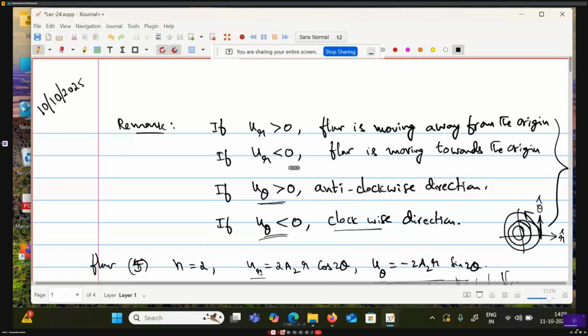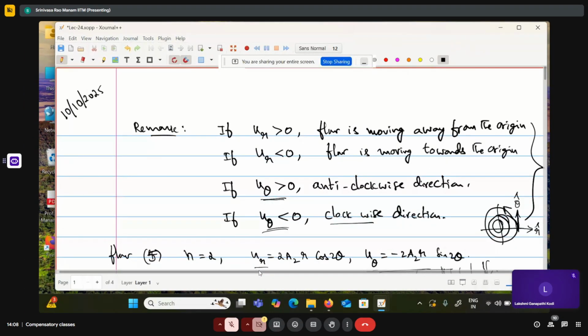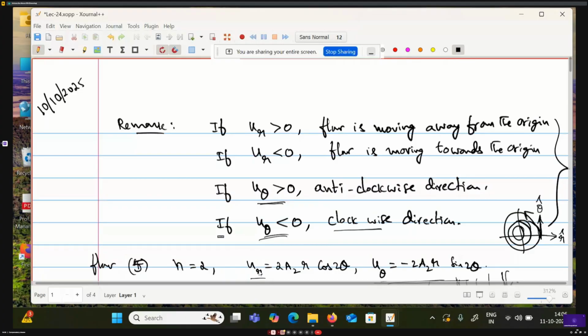So psi of xy equal to 0 sometimes gives you a streamline. So what is the streamline here? xy equal to 0. So the x and y axes are also streamlines here, isn't it?